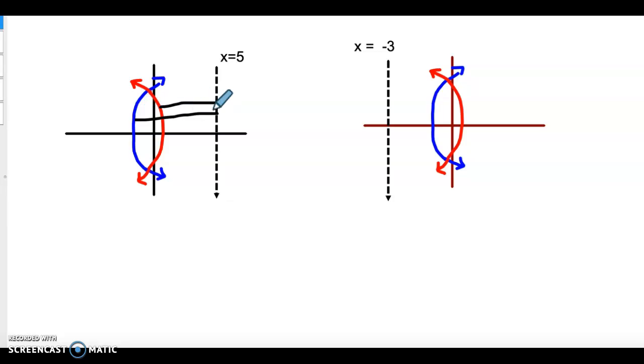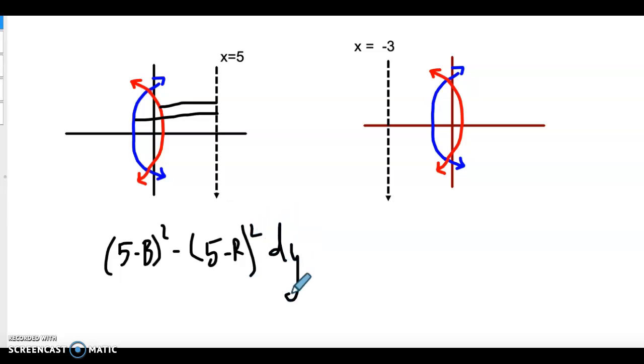If I did blue minus 5, I could do that, but I would get a negative number, and you would get a negative integral. So if you ever get a negative integral, you know you did it backwards. So it's going to be 5 minus blue, and then square it, and then minus 5 minus red, squared, dy. We're going to take the integral. We're missing the a and the b, but you can put it out there, and then you got your pi.